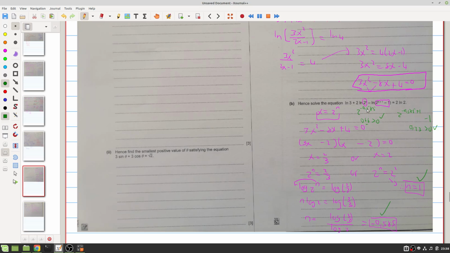Remember, with logs, we always have to test our answers to see that it works. And if you're unsure about when it should be bigger than 0, just plug it into this whole equation and see if you get an error or not.